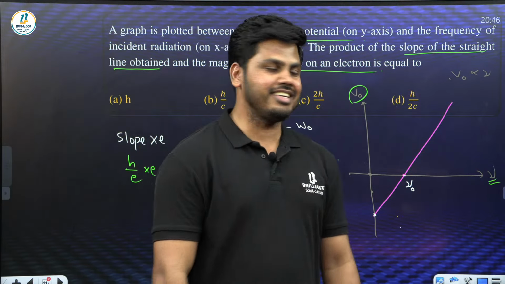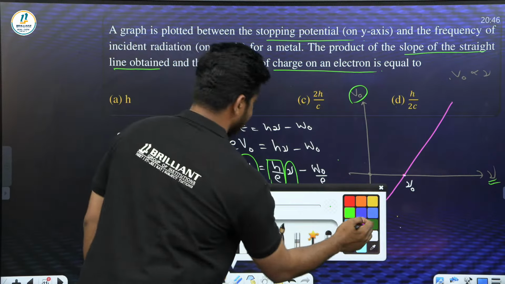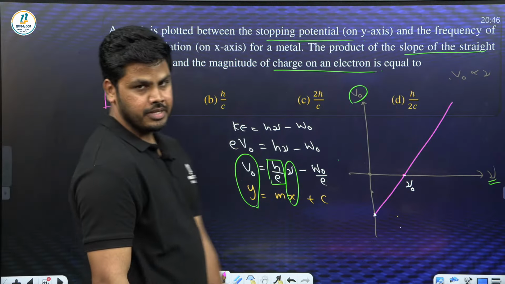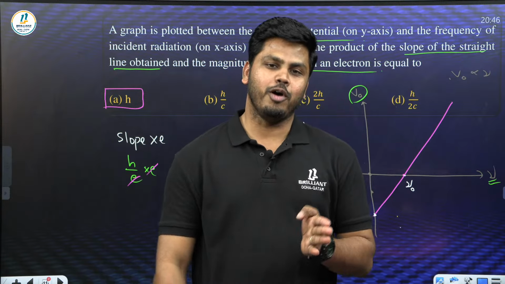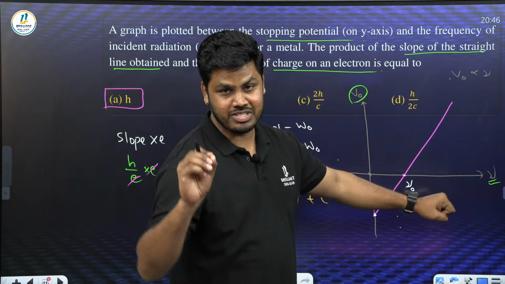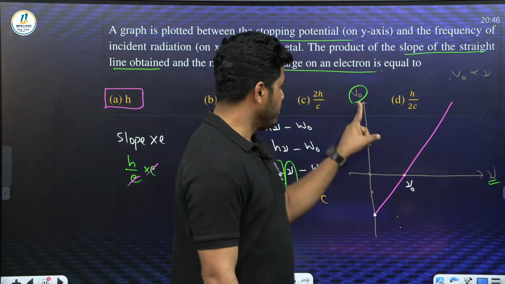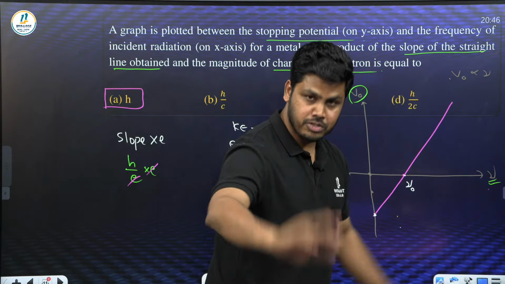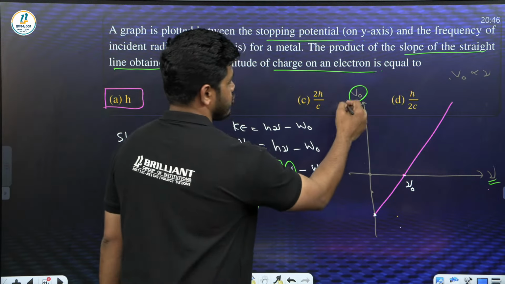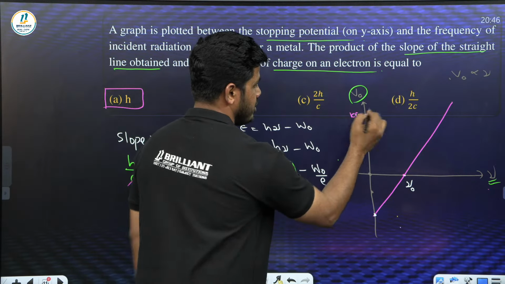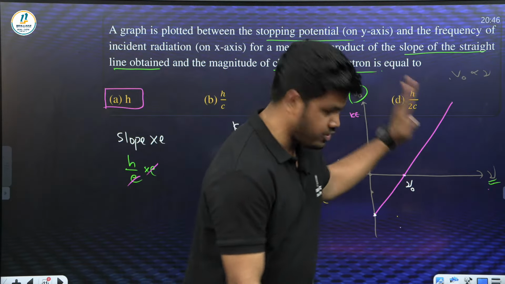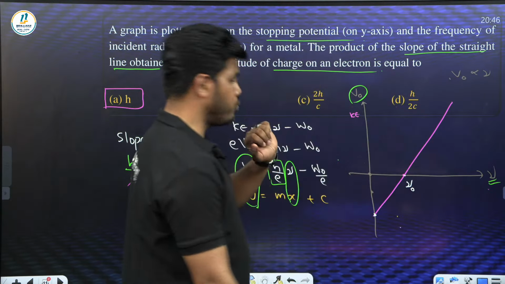See, e gets cancelled and Planck's constant is revealed. So this is the answer. Remembering the slope of the stopping potential versus frequency graph will help you save your time, right? We know for the V naught versus frequency graph, the slope is h by e. That is how we learned it. And if I change this V naught into kinetic energy, the graph looks exactly the same, the same shape, but the slope value will be different.